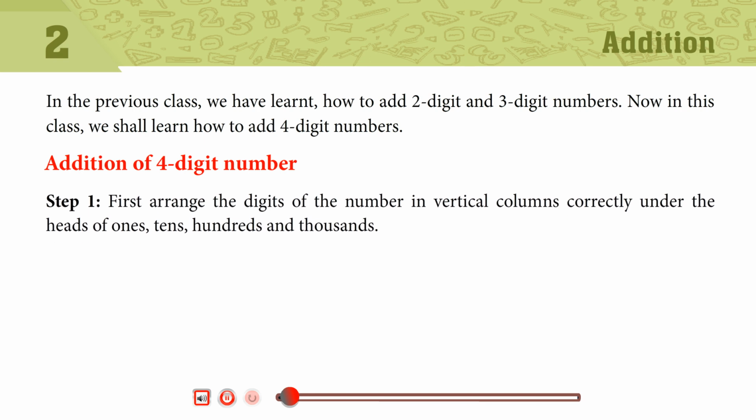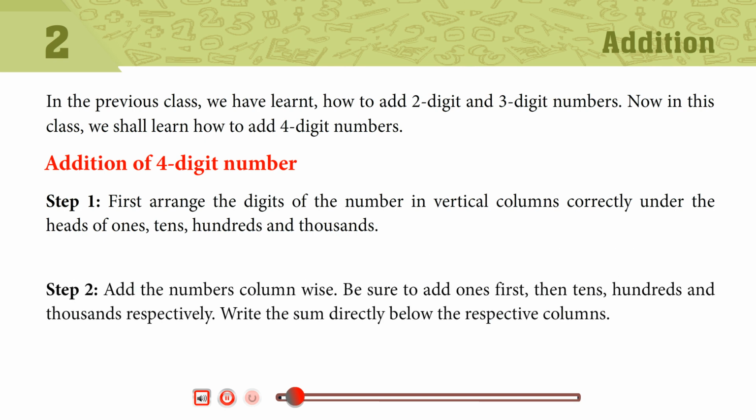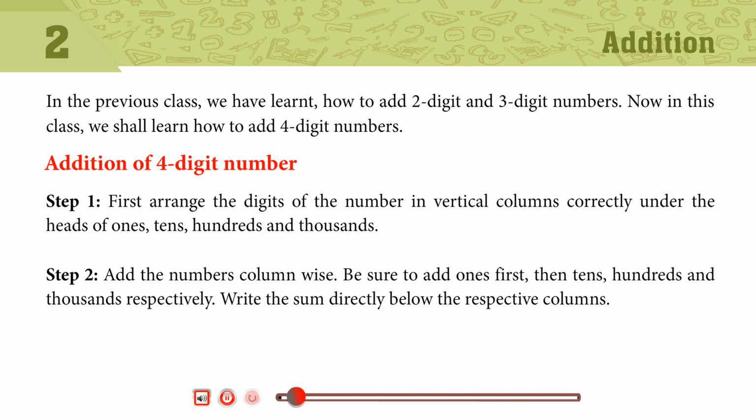Step 1. First, arrange the digits of the number in vertical columns correctly under the heads of ones, tens, hundreds and thousands. Step 2. Add the numbers column-wise. Be sure to add ones first, then tens, hundreds and thousands respectively. Write the sum directly below the respective columns.